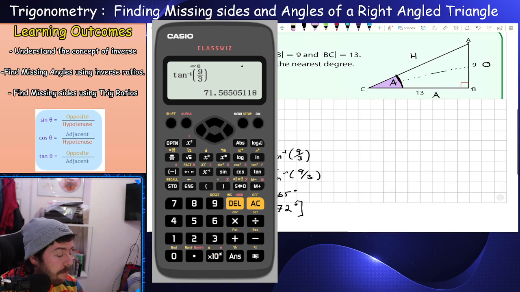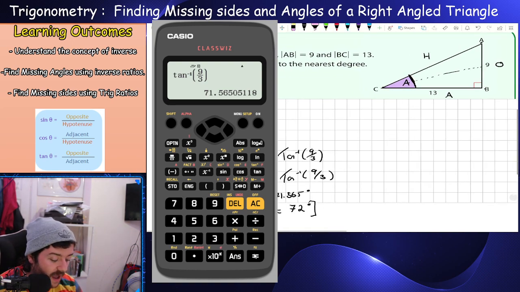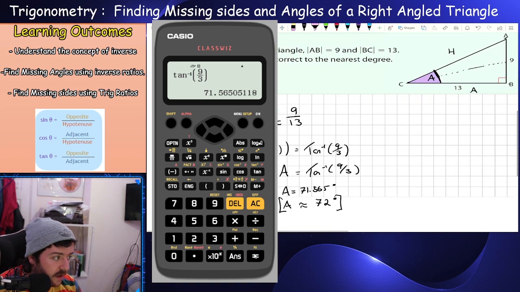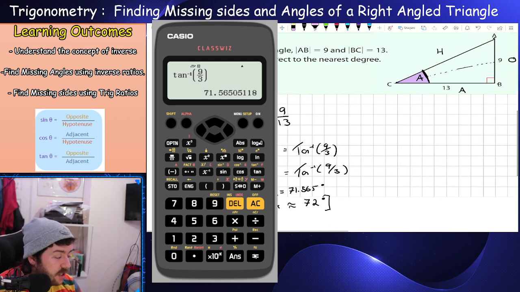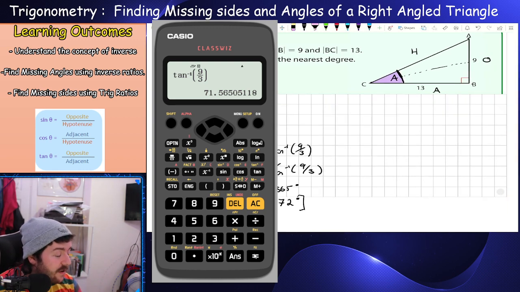And that's how we find the missing angles of a right angle triangle. So we just need to find out which trig ratio we need to use, apply the inverse to both sides, and then we'll solve for our angle.